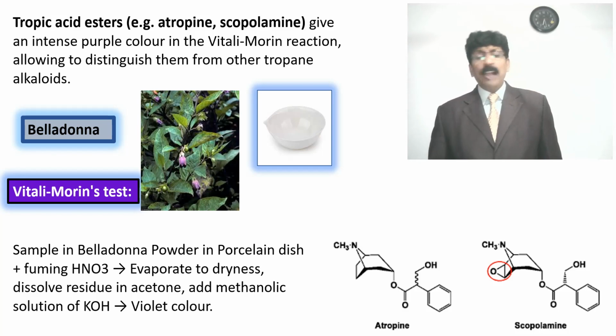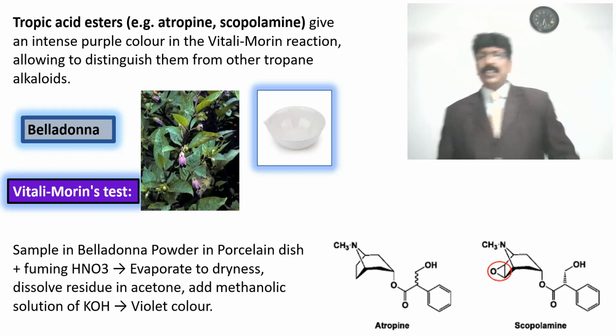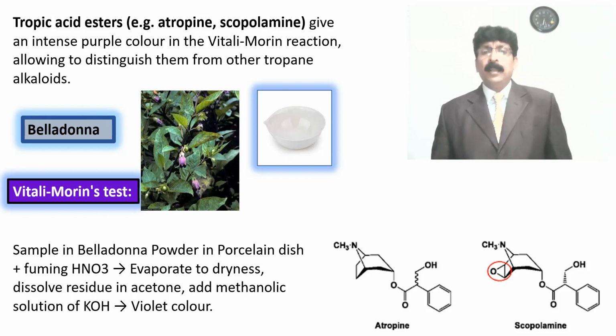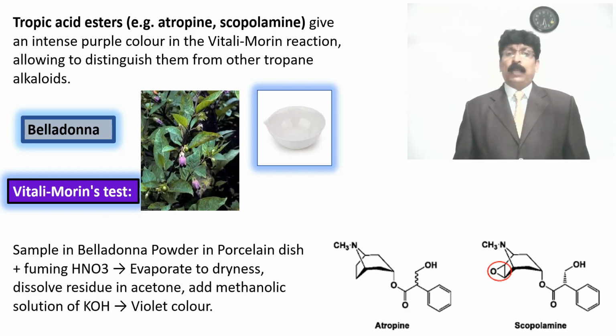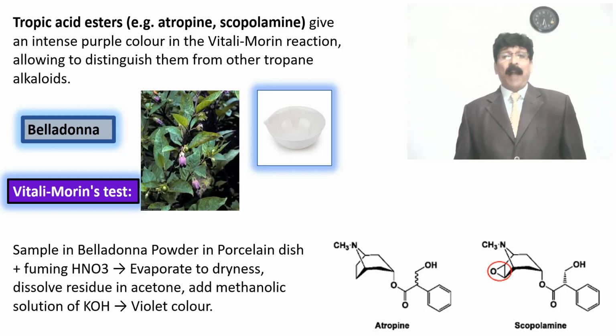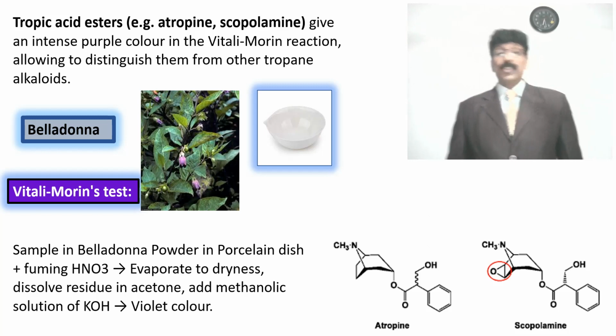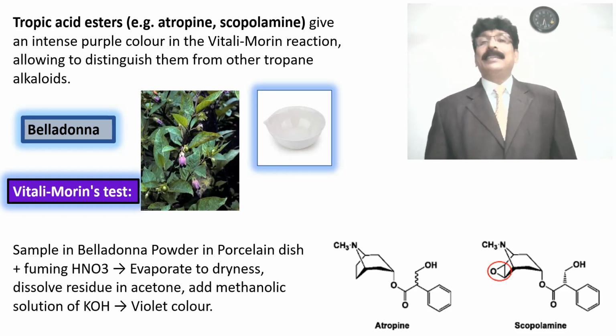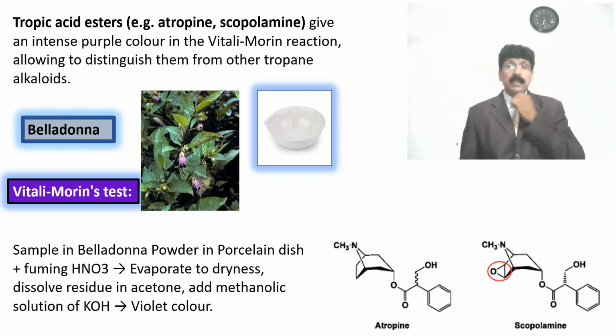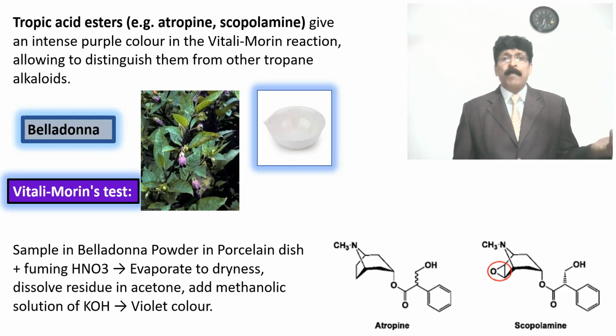and dissolve the residue. Add acetone and dissolve the residue, because once you finish and make it dry, it will become a dry residue, and dissolve that residue with acetone and a methanolic solution of potassium hydroxide. When you add the methanolic solution of potassium hydroxide, you will get a violet color, which indicates the presence of atropine or scopolamine, the tropic acid esters present in the Solanaceae family, in Atropa belladonna, and even in Datura stramonium and Datura metel. They all contain these constituents.